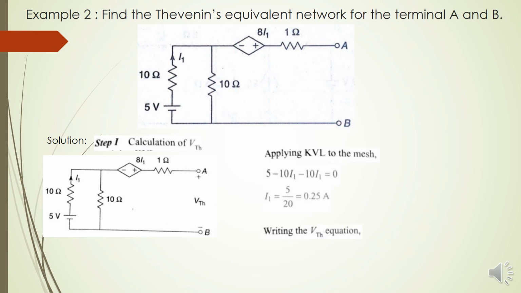Now writing the VTH equation, that is 5 minus 10I1 plus 8I1. Current flowing through the 1 ohm is 0, so it is represented by 0, then minus VTH. Substitute the values, and you will get the value of VTH as 4.